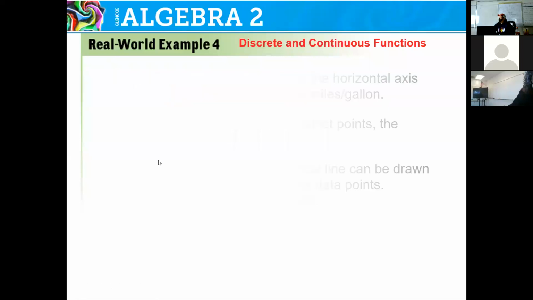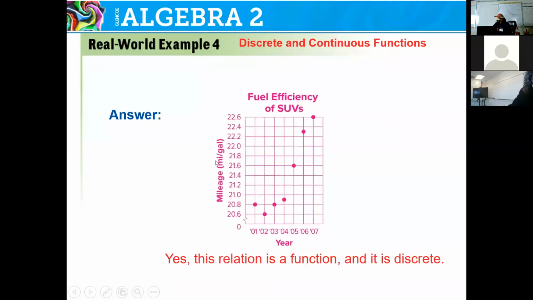Okay, here's their graph. They do a much better job of graphing than I did. But you can see there's no possible way to draw all of these dots without picking up our pencil. So the relation is a function because it passes the vertical line test, but it is not a continuous function. It is discrete. Or in other words, we have to pick up our pencil.